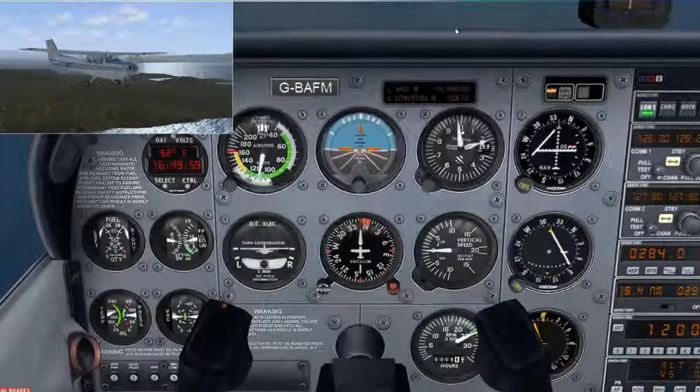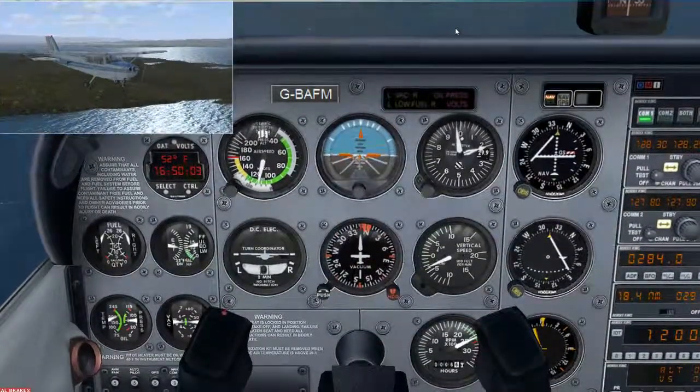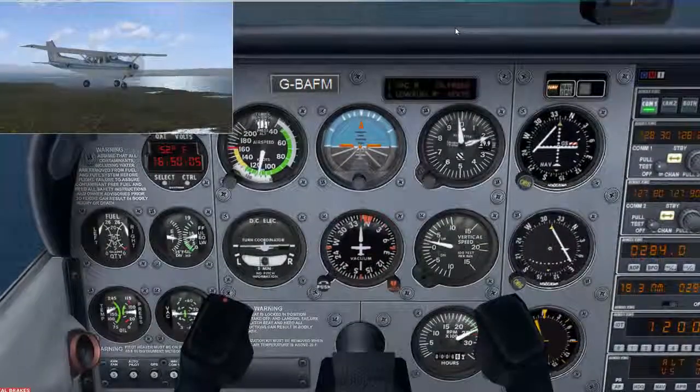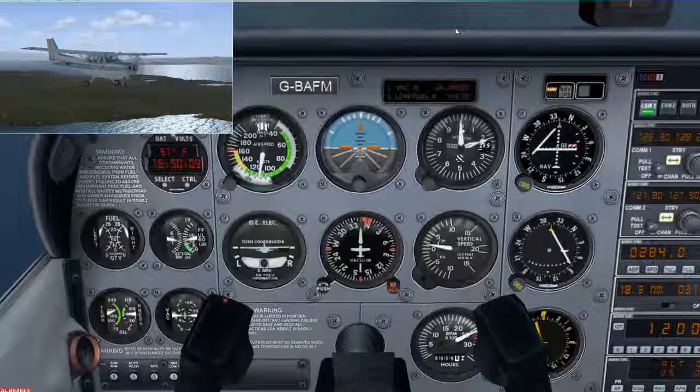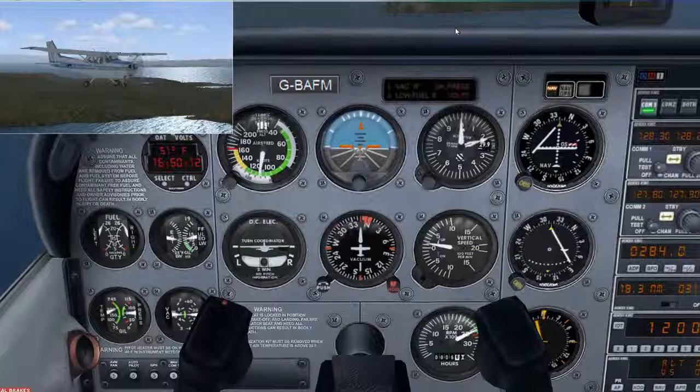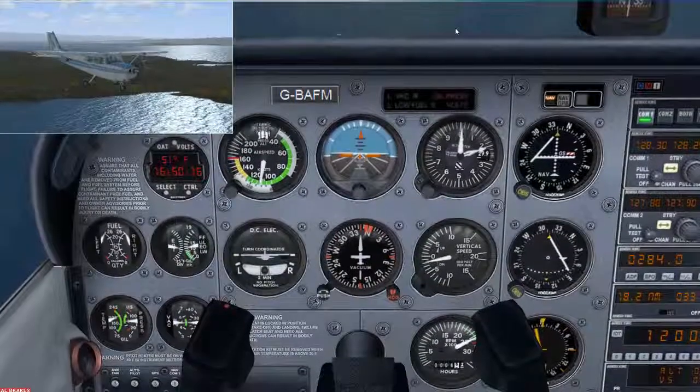Okay, here we are level at 2,000 feet. I have full power. You can see I'm not real good at this. You guys are probably better at controlling this airplane than I am. But anyway, here we go. I'm going to have it pretty smooth now at 2,000 feet. Full power. We're doing about 110 knots.